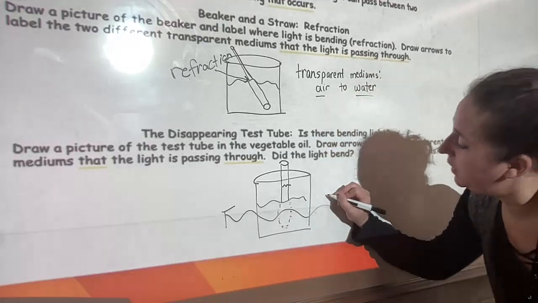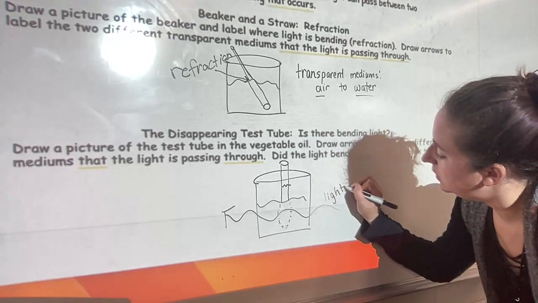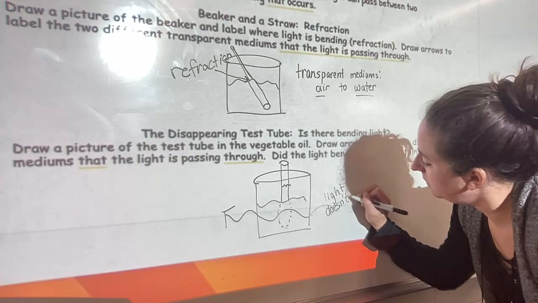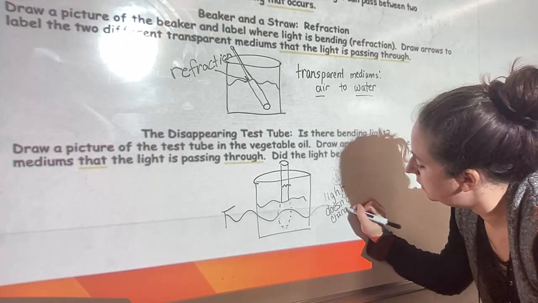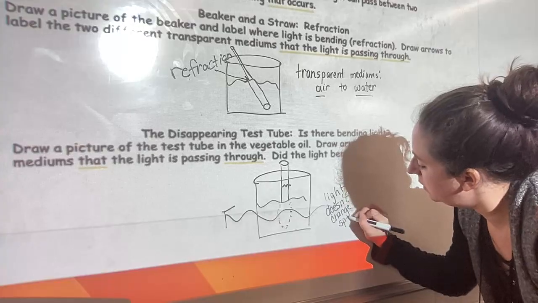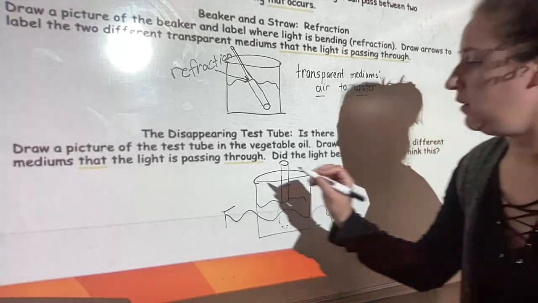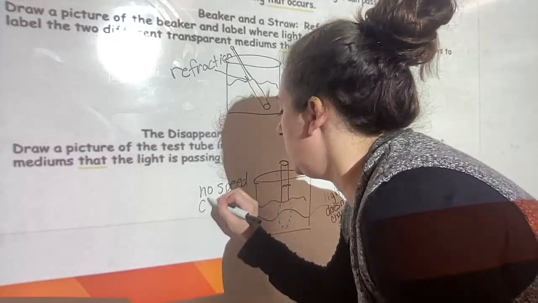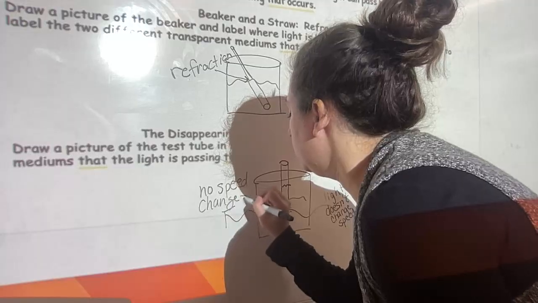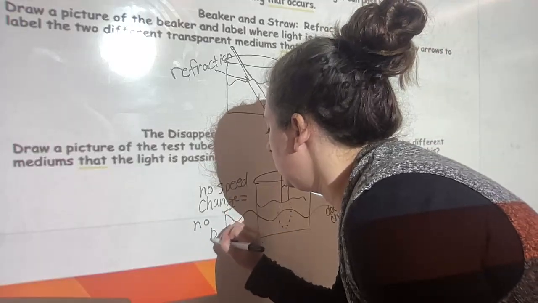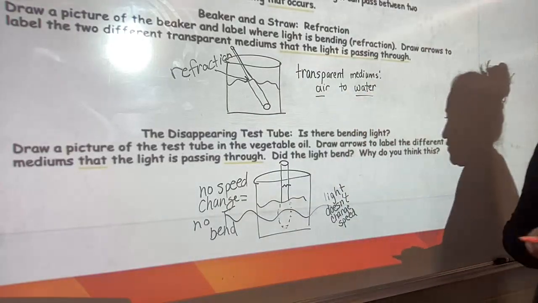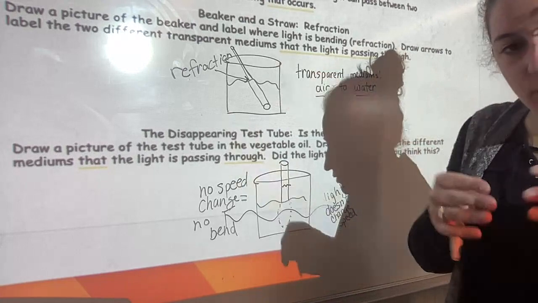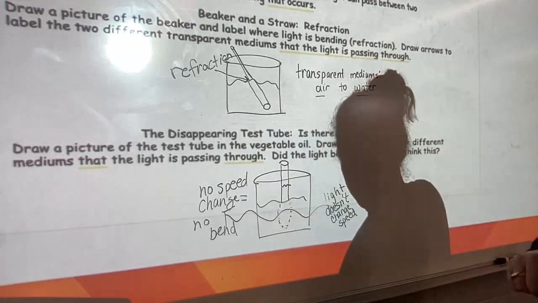So light does not change speed, which means no speed change means no bending. And that is why we don't see the edges of the test tube anymore, is because the speed doesn't change to bounce off of those and show us where those boundaries of the test tube are.